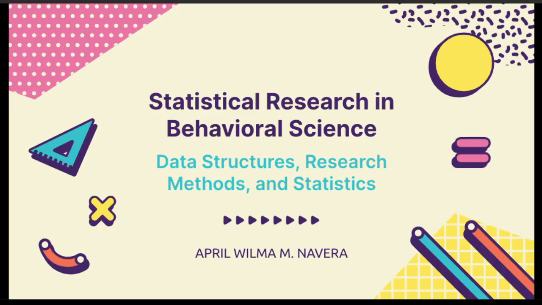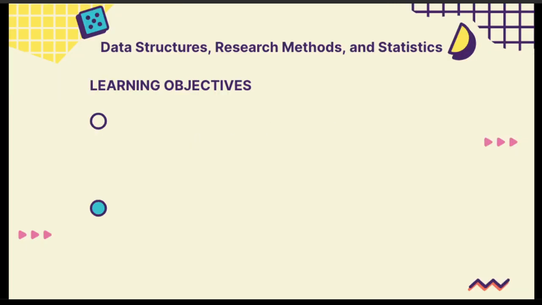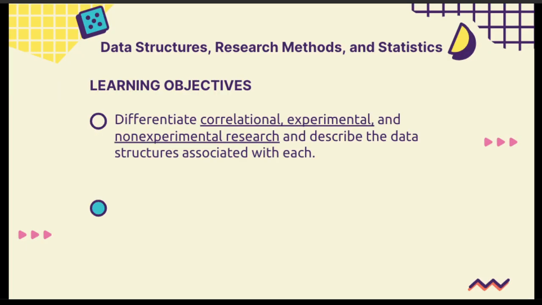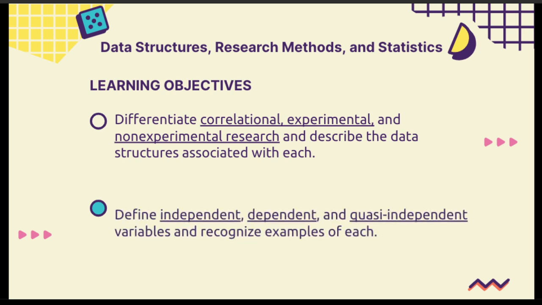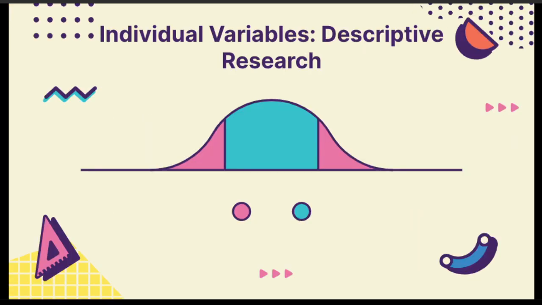This is part 2 of our behavioral statistics, which includes the data structure, research methods, and statistics. These will be our learning objectives. We have to differentiate the correlational, experimental, and non-experimental, and describe the data associated with each. Then we're going to define the independent, dependent, and quasi-independent variables and examples of each.